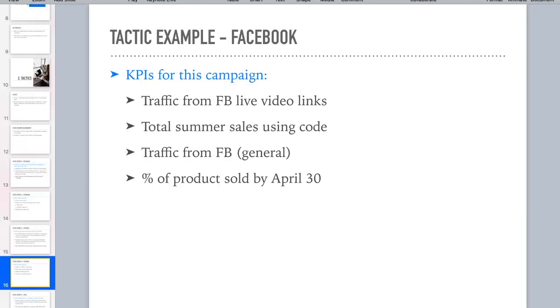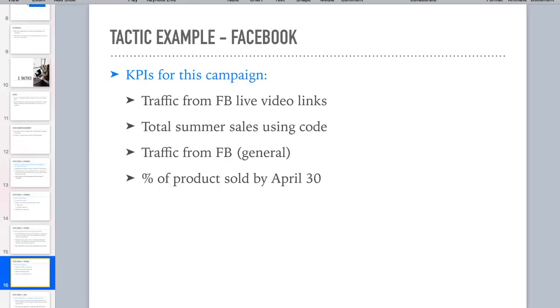Traffic from Facebook in general helps us then compare the traffic coming from specifically this video, and its conversion rate, to the traffic coming from Facebook in general. So how much of our overall traffic is coming from particularly this video, or just a combination of all of our other Facebook tactics? Because keep in mind, you could be running multiple tactics at once.